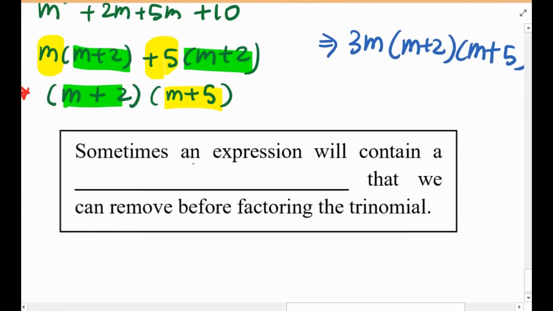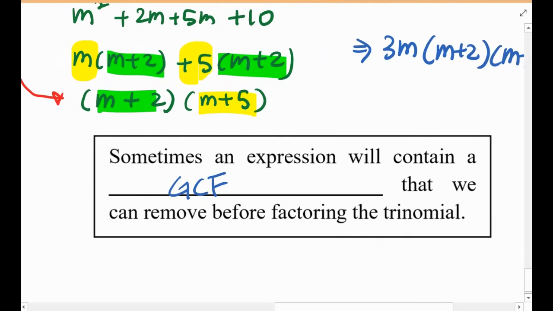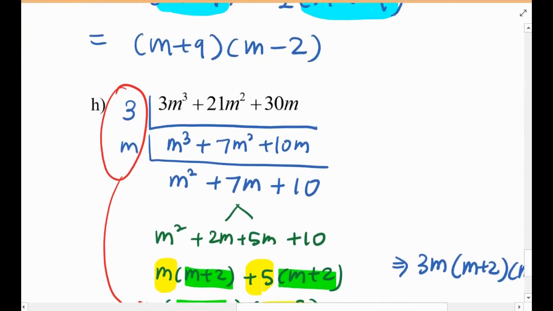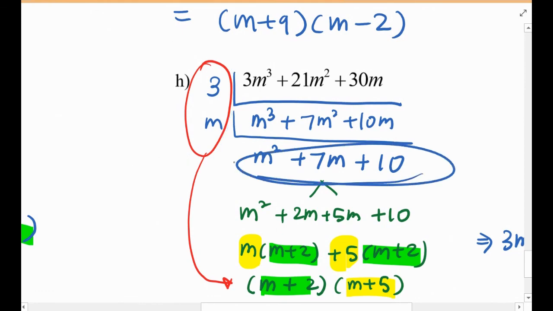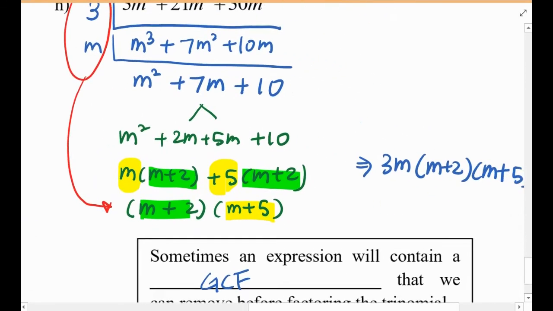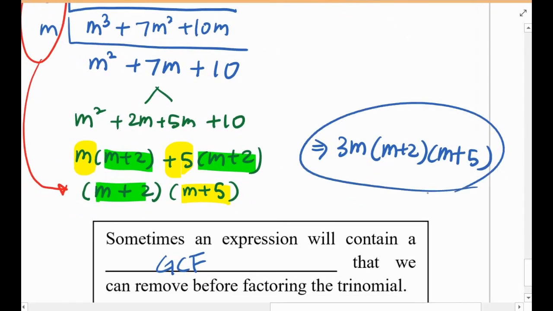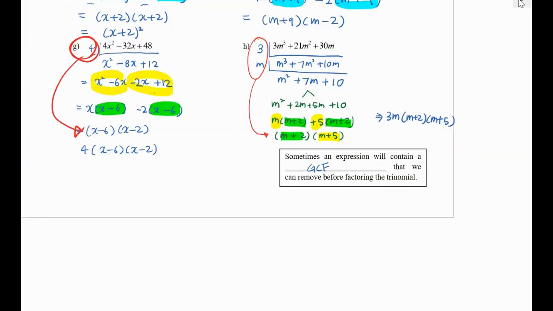Sometimes an expression will contain a GCF that we can remove before factoring the trinomial. So as you see, it has a GCF. You have to factor it out, then factor the trinomial, and after that you combine them like this. Make sense, everyone? Hopefully you understood how to factor trinomials. This is not an easy chapter, so you have to practice again and again.